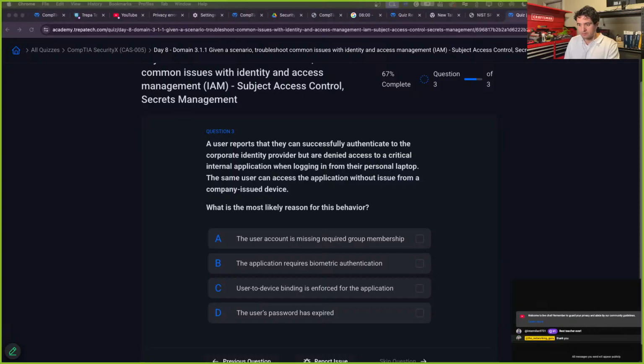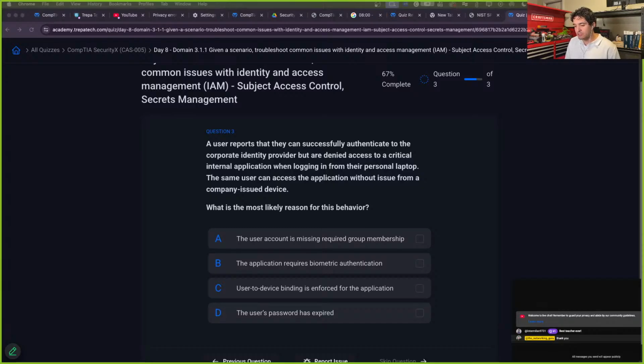Okay. Question 3. A user reports that they can successfully authenticate to the corporate identity provider, but are denied access to a critical internal application when logging in from their personal laptop. The same user can access the application without issue from a company-issued device. So they can get into it with the company-issued device. They can't get into it from their personal. What is the most likely reason for this behavior?